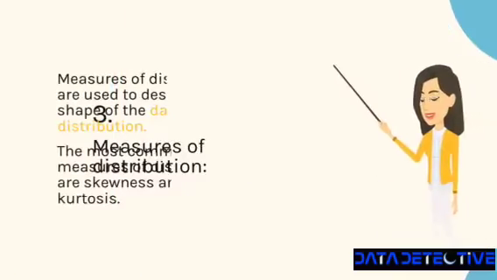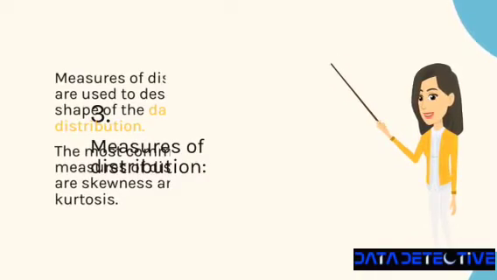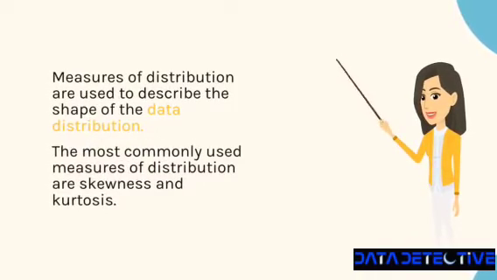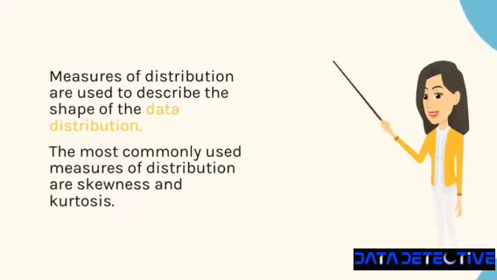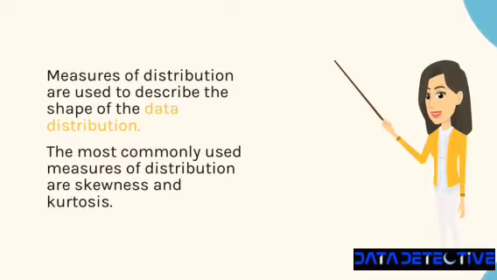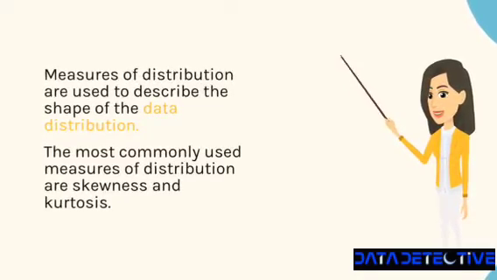3. Measures of distribution. Measures of distribution are used to describe the shape of the data distribution. The most commonly used measures of distribution are skewness and kurtosis.